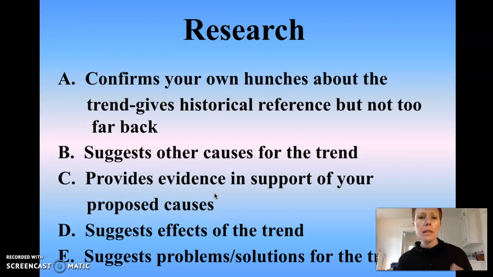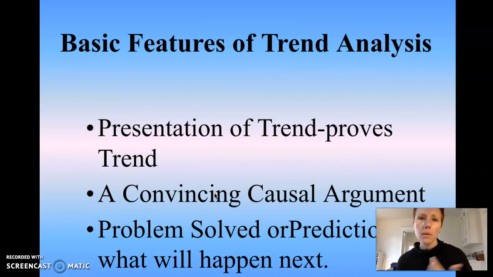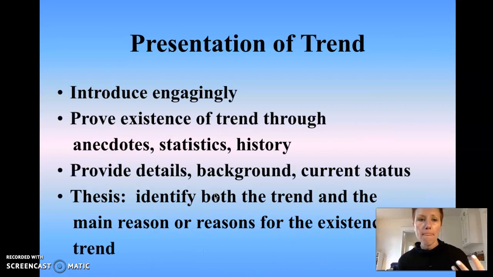As you're looking, what kind of research do you want? You want research that confirms your hunches, research that suggests other causes, research that provides evidence in support of your proposed causes. Your research should suggest effects and suggest problems and solutions. A trend analysis paper, like I told you what the different parts were. You will have a thesis with this paper where you identify both the trend and the main reason or reasons for the existence of this trend.